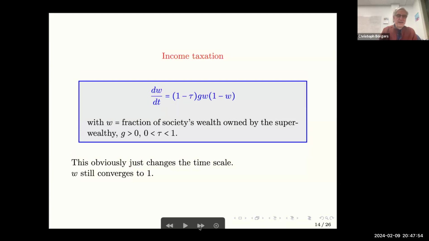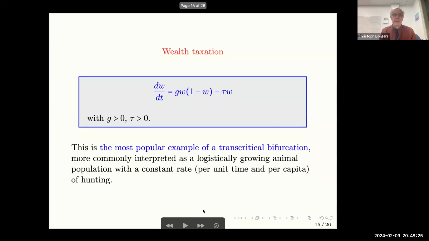And then we compare what happens with income taxation and with wealth taxation. Income taxation really just means this: you put a factor in front there. The gain of the very rich people, dW, is damped a little bit. There is a factor less than 1 in front there. And this obviously just changes the time scale. Whatever happened before still happens, just a little bit more slowly.